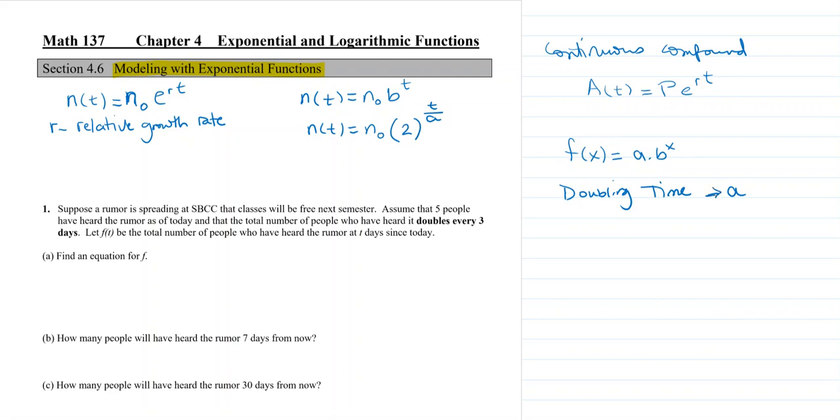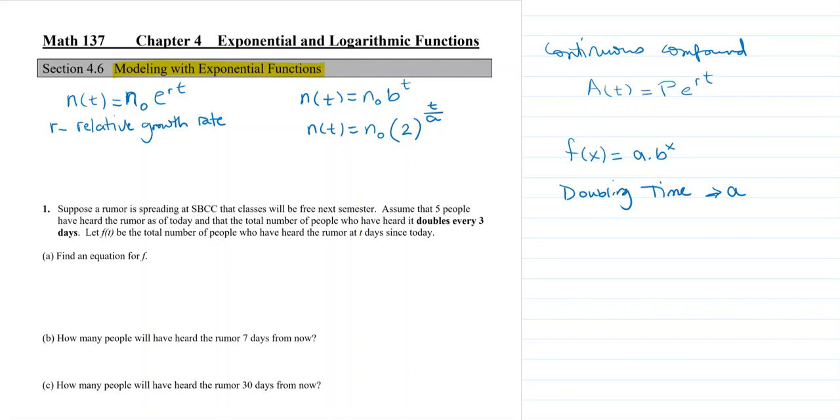And you can show this by just using the formula and then saying if after a units of time the amount becomes double what it was, then what is the base? And you can show that the base is 2 to the 1 over a, and that's how we get this formula.